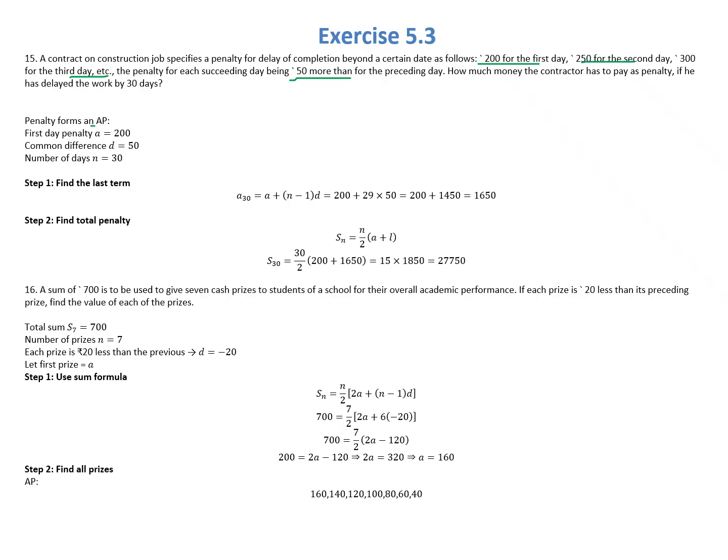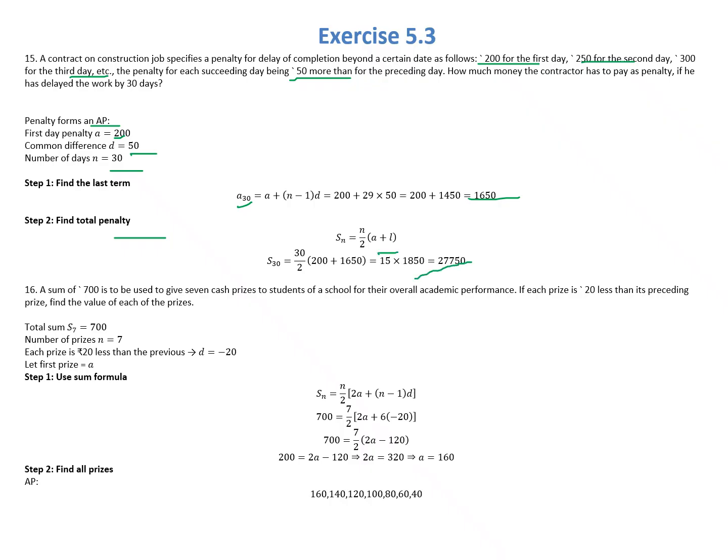So first the penalty is 200. The common difference is 50 because it increases by 50 every day, and the number of days is 30. First of all, we have to find the penalty on the 30th day, the last term, which comes to 1650. Then to find the total penalty we use the formula S_n = n/2 (a + l). We'll solve it, so the total penalty is 27,750.